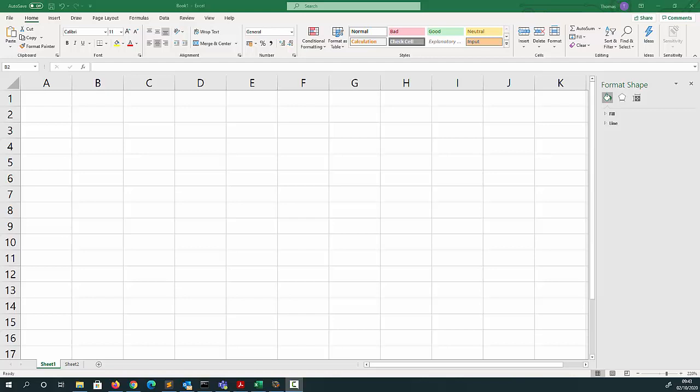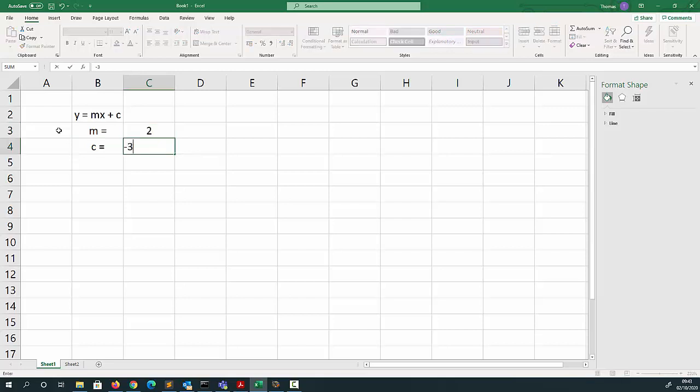In this video, we're going to build a simple model of a straight line. The equation of a straight line is y is equal to mx plus c. So we're going to have a value for m and a value for c. So let m equal 2 and c equal minus 3 as an example.